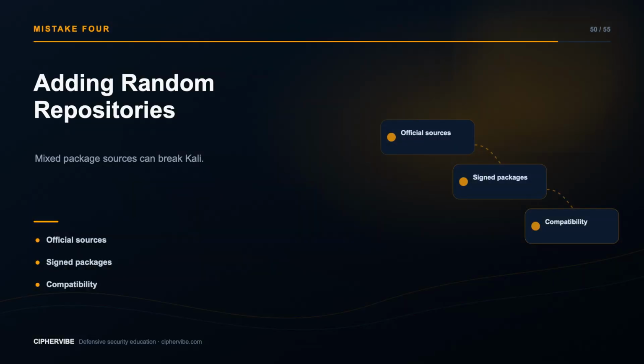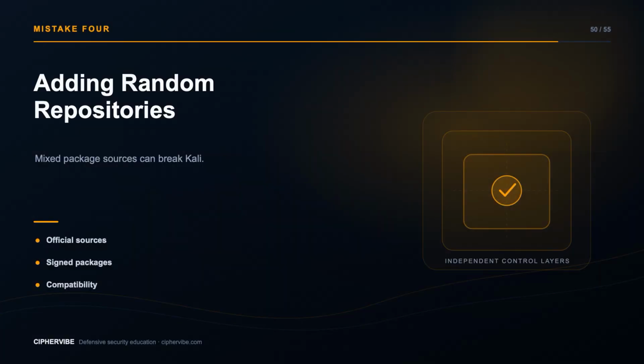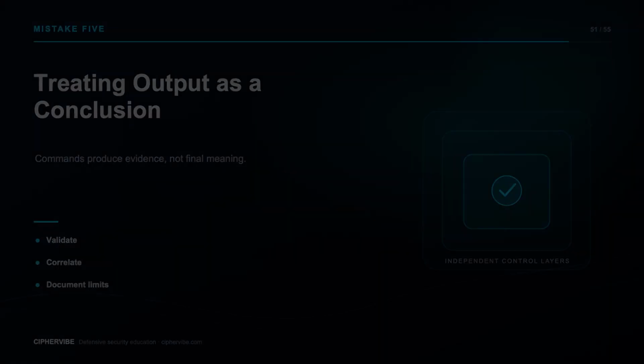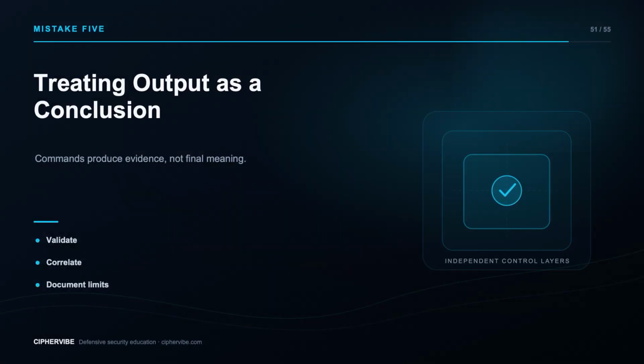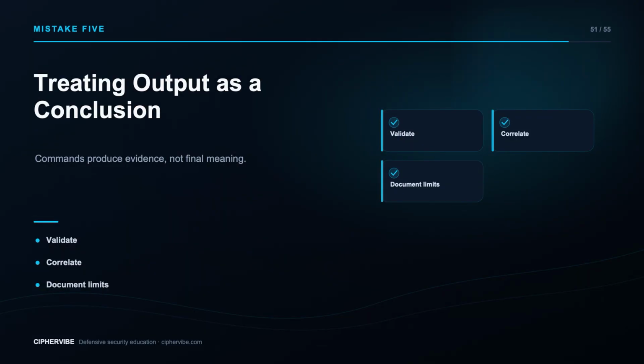Kali maintains a small trusted repository set and warns against adding random Debian, Ubuntu, Launchpad, or PPA sources. Mixed repositories can create dependency and security problems. Follow current Kali documentation for packages and sources. A grep match, open port, process name, or hash is an observation. Validate context, correlate other evidence, consider benign explanations, and document uncertainty. Ethical hacking requires careful interpretation, not dramatic screenshots.